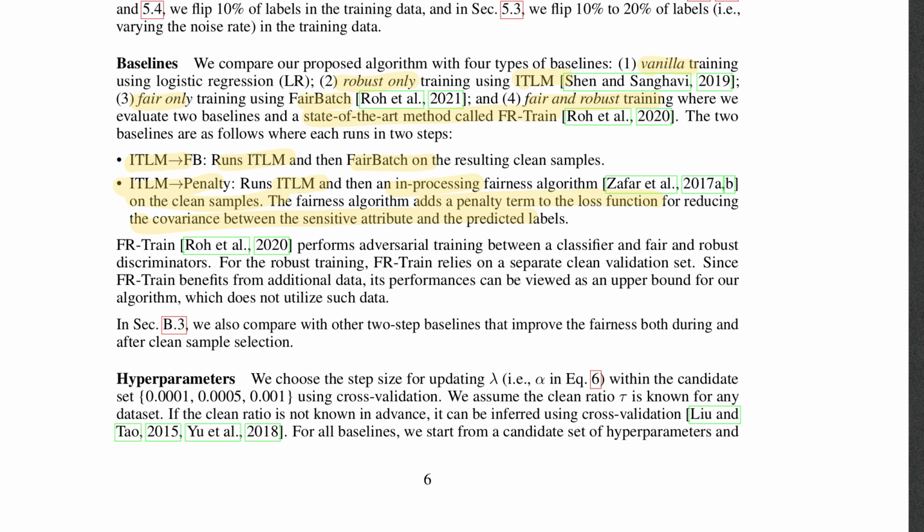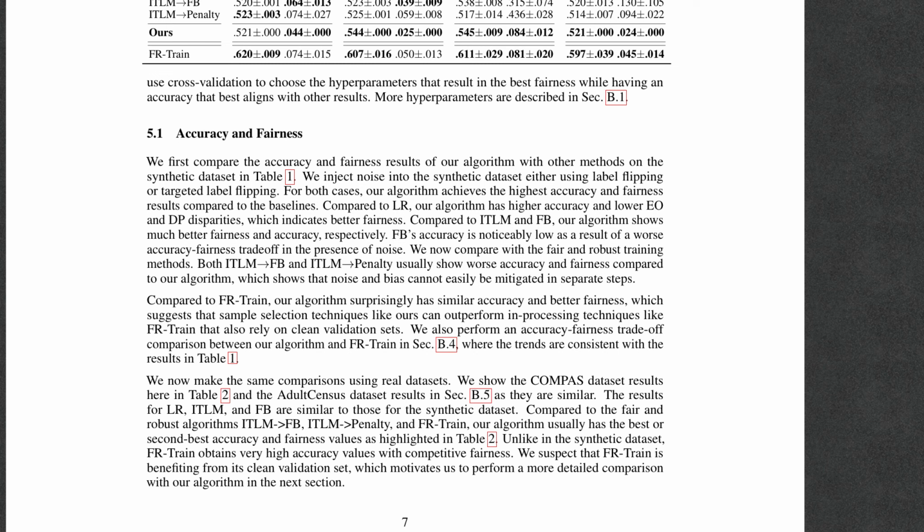Now, this method, which is the state-of-the-art, has adversarial training between a classifier and fair and robust discriminators, and for this robust training, it relies on a separate clean validation set, which renders it a good upper bound for the performance you would expect to get with this method, because the method discussed in this paper does not need a held-out clean validation set. And as a result, on the COMPAS dataset, on EO disparity and on DP disparity, this model and FR-Train are often getting the best result. And the same goes for the synthetic data.